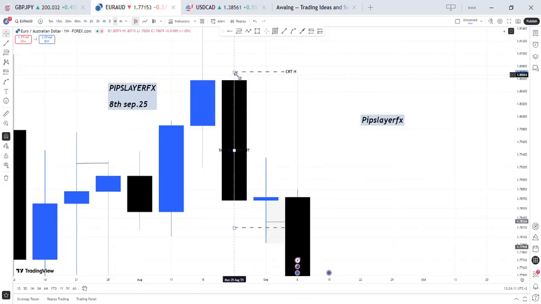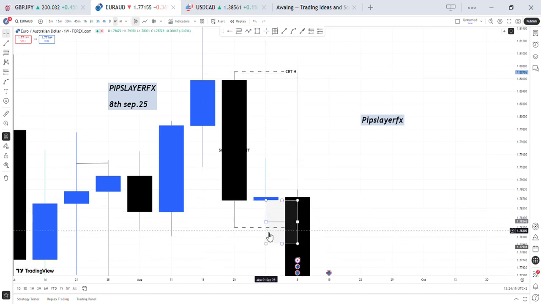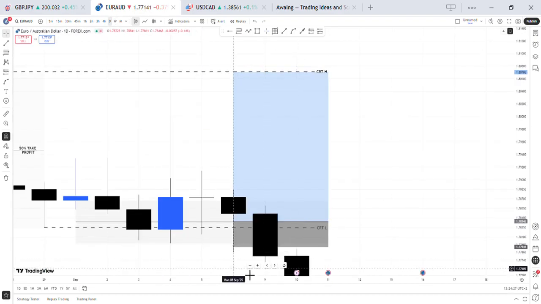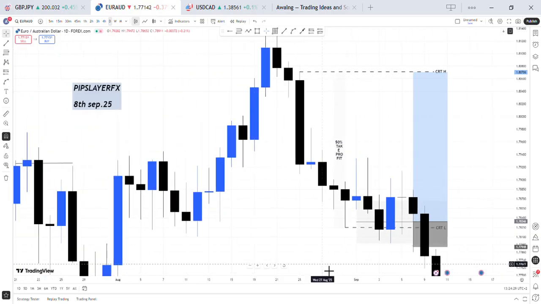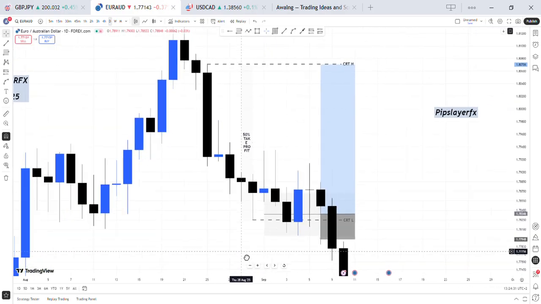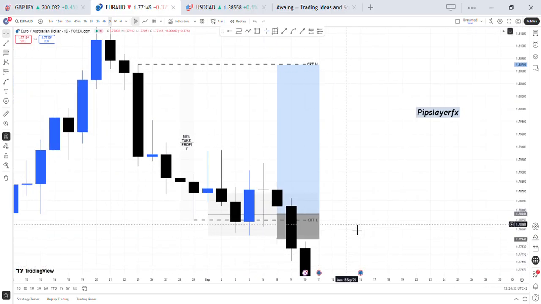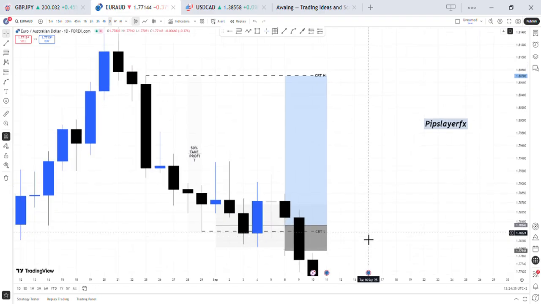Now what am I going to do? I'm going to mark out my CRT high, CRT low, and the midpoint of the accumulation of the manipulation week, which is this lower shadow. I'm going to mark out the midpoint as our trade entry. Now moving to the daily time frame, you can see what I'm observing. The reason why I'm taking this trade, that is why I'm just citing the things I observed.